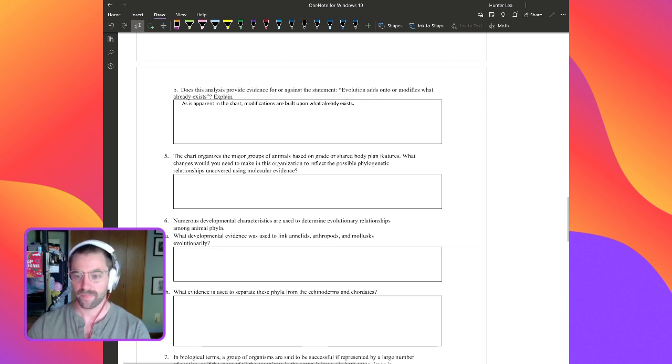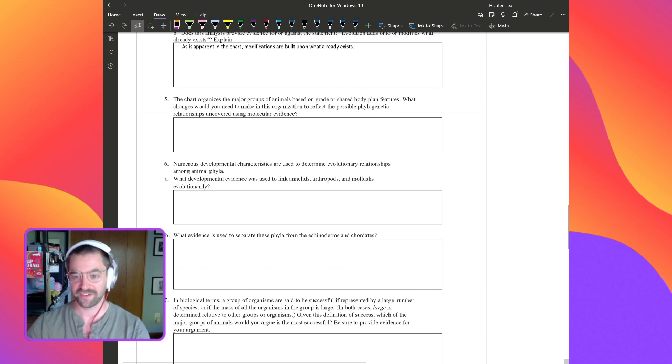All right. The chart organizes the major groups of animals based on grade or shared body plan features. What changes would you need to make in this organization to reflect the possible phylogenetic relationships uncovered using molecular evidence? All right, let's break this down a little bit. Phylogenetic is going to be much more specific to the DNA makeup of each of these organisms, and that analysis might reveal different evolutionary histories than we can see by body plan alone.